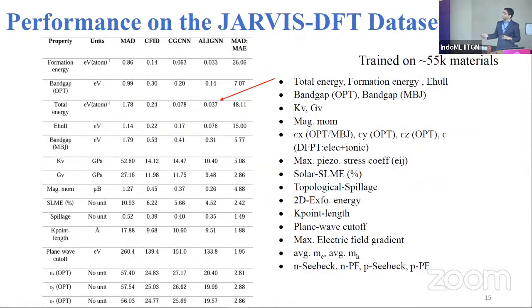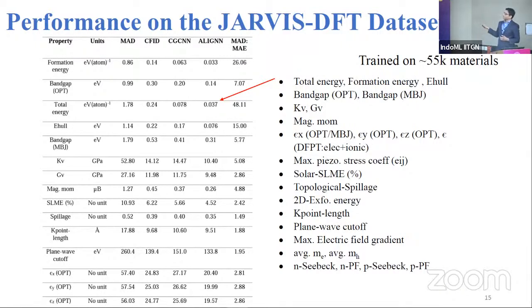In JARVIS, we have about 55,000 materials, and we have more than formation energy and band gap: refractive index, bulk and shear modulus, solar cell efficiency, topological properties like quantum computation, and so on. For all these properties, we trained the model, and we got substantial improvement.